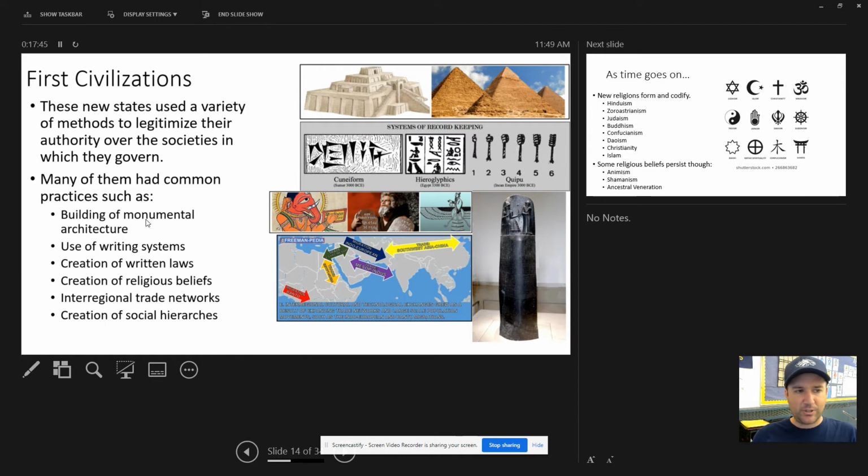So things like building monumental architecture, things like the pyramids, the ziggurats in Mesopotamia, the pyramids in Egypt. There's other examples from all these civilizations of these giant monumental architecture or use of art to justify the rule of the rulers. For example, if you don't know it already, the pyramids were built as tombs to the early pharaohs and the Old Kingdom of the Egyptian dynastic rule.